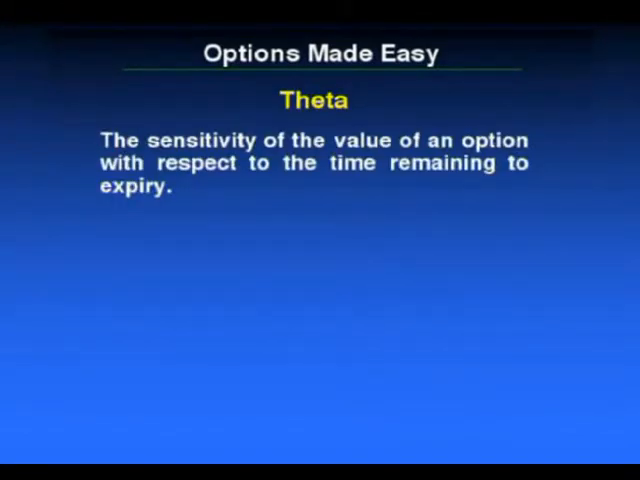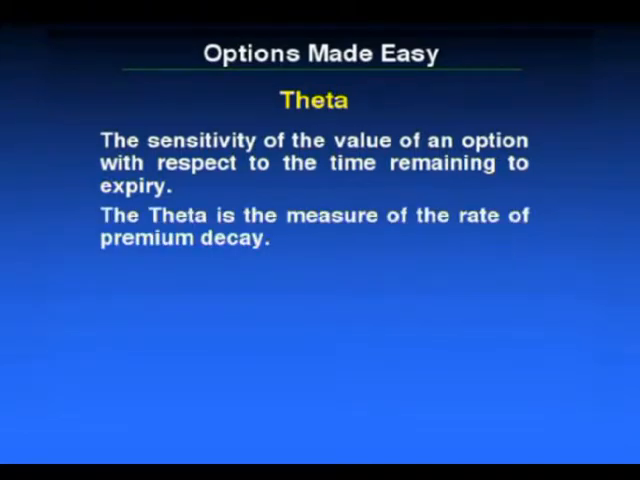Theta. Theta is the sensitivity of the option value with respect to the time remaining, and the theta is really the measure of the rate of premium decay. We'll look at this in a moment when we look at an options model, but there's actually a variable that you can have calculated that will tell you that the option is expected to decay at this rate, and it's not a standardized set rate. As we get closer and closer to that option's expiry, the theta value actually increases and increases because we are running out of time.